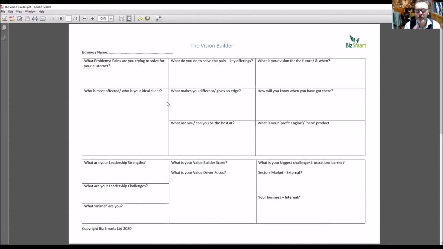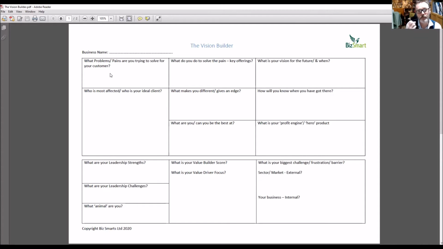So if we start with the top left here, I'm going to start basically with the top boxes, the top half of this document, and then come to the bottom half second. So I'm going to work my way from the top left here. So initially, what are the key problems or the key pains that you're trying to solve for your customers? So not just what do you do, but what is the problem that your customers have that you are trying to provide a solution for?